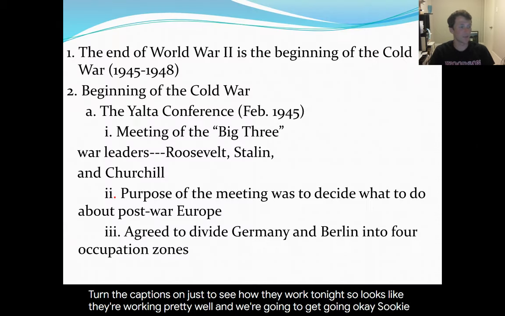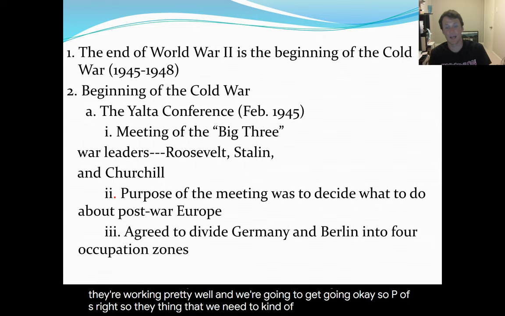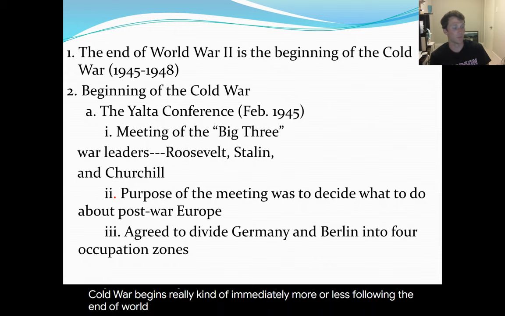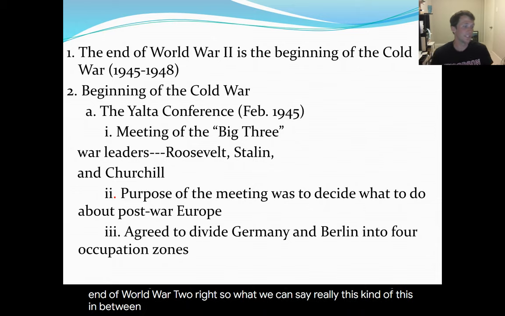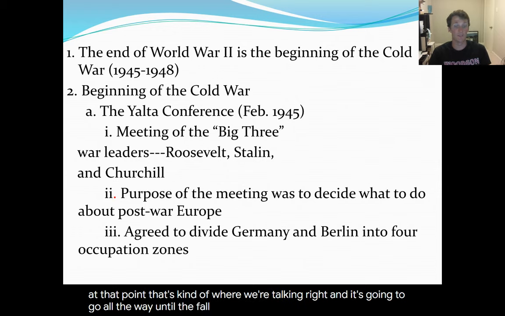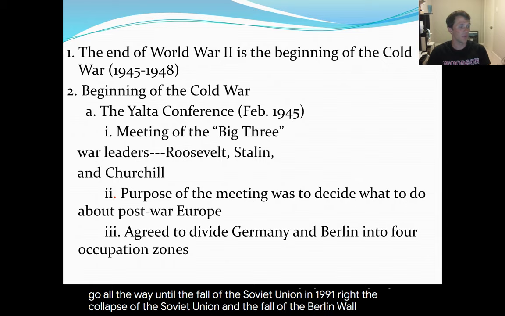Okay, so key events, right? The big thing that we need to keep in mind is that the Cold War begins really immediately, more or less following the end of World War II. So we can say it's in between 1945 and 1948. It's questionable maybe, but that's where we're talking. And it's going to go all the way until the fall of the Soviet Union in 1991, the collapse of the Soviet Union and the fall of the Berlin Wall a bit earlier than that.